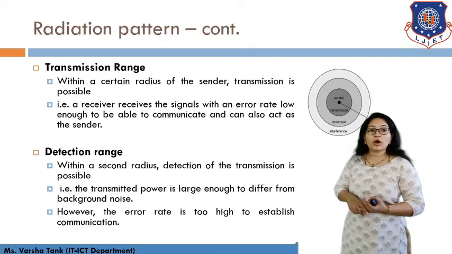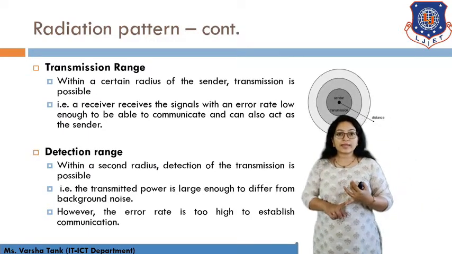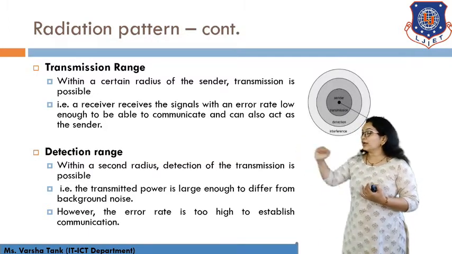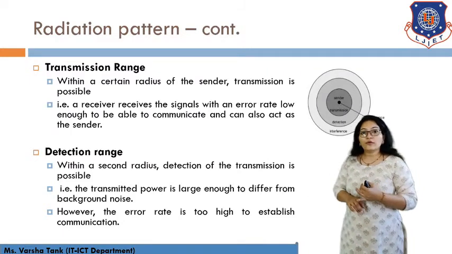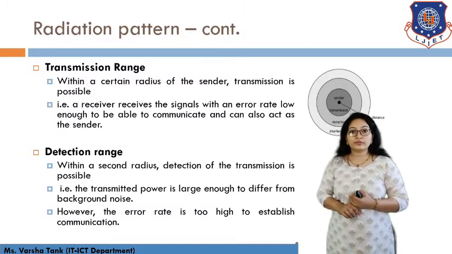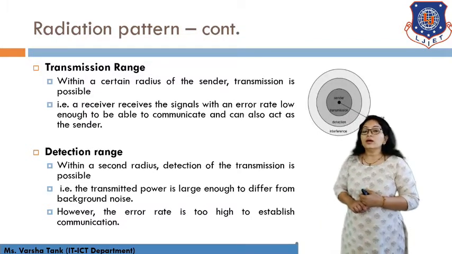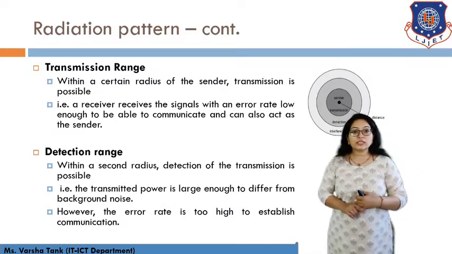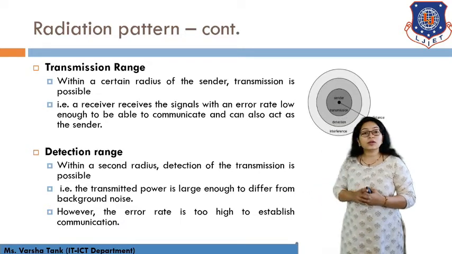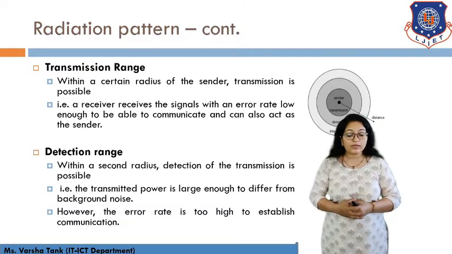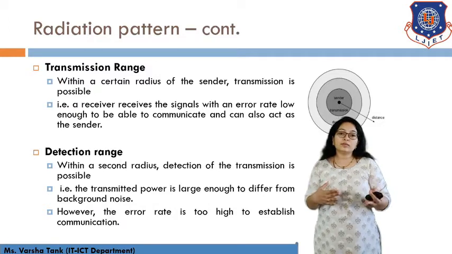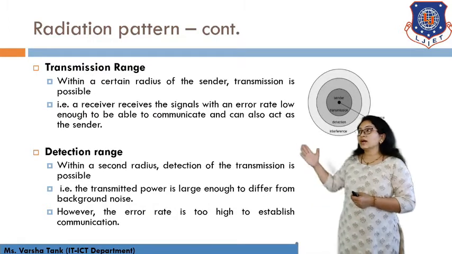Now the next range is the detection range. Within a second radius, detection of the transmission is possible. So in that particular radius, you can detect the signal. For example, the transmitted power is large enough to differ from background noise. However, the error rate is too high to establish communication. So if the signal travels in this range, we can distinguish the noise signal and the original signal. So these are the two basic ranges.